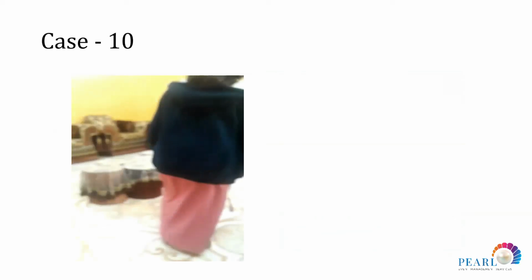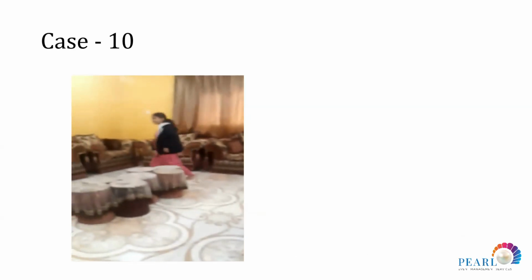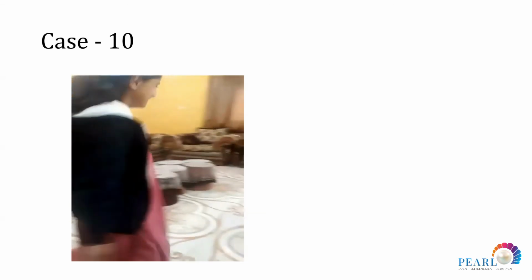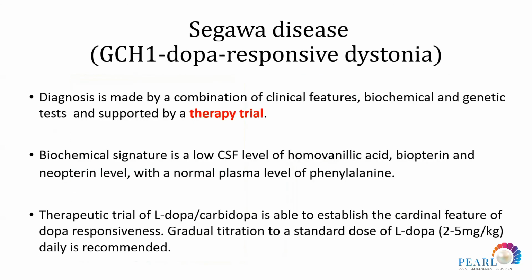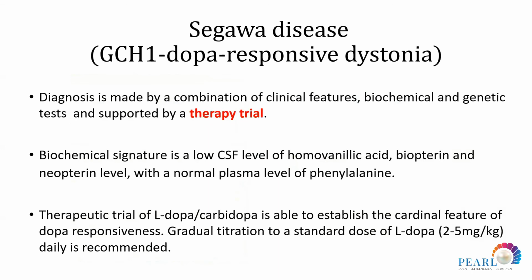This is another girl, also having spastic lower limbs. When we examined her, there was diurnal variation, so it's actually dystonia, it's not spasticity. And this is after starting treatment. After starting treatment, these symptoms completely disappeared after 2 weeks.